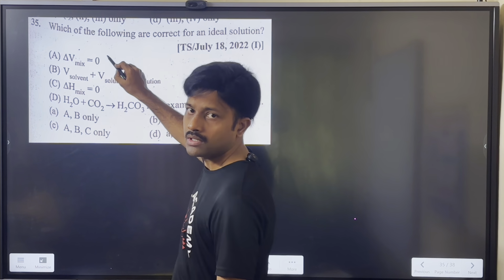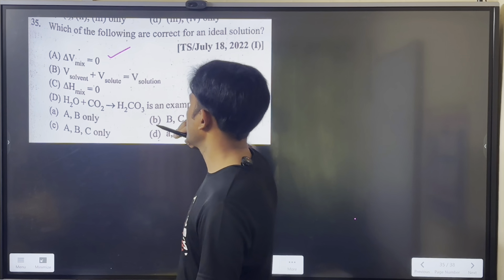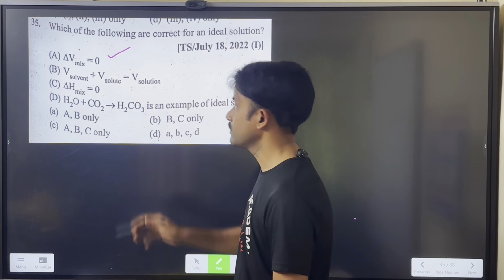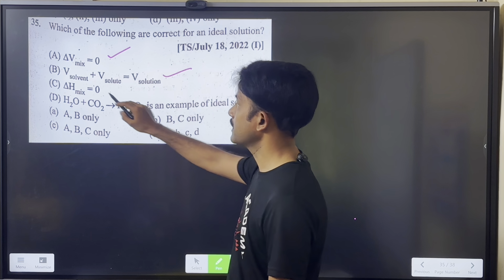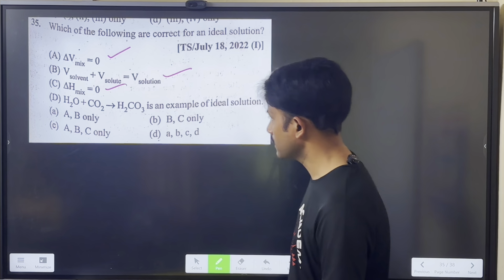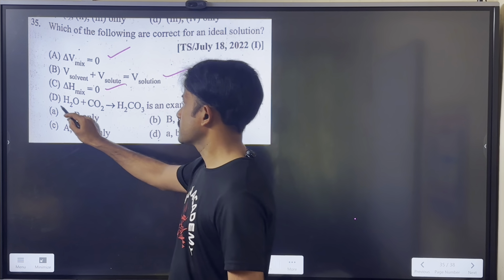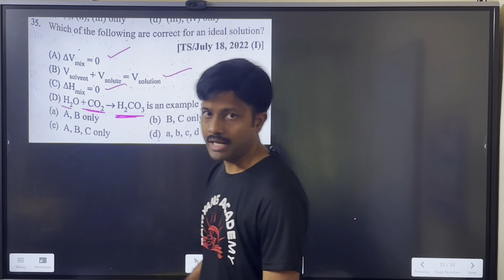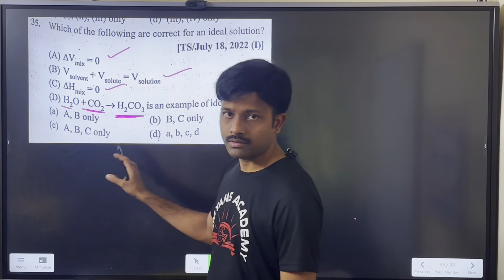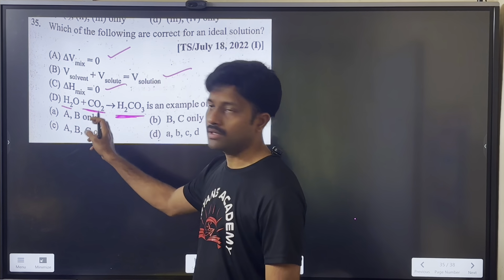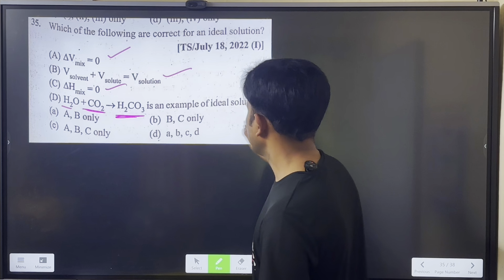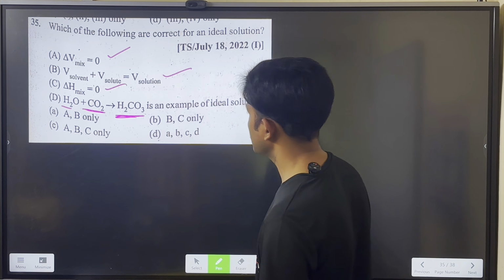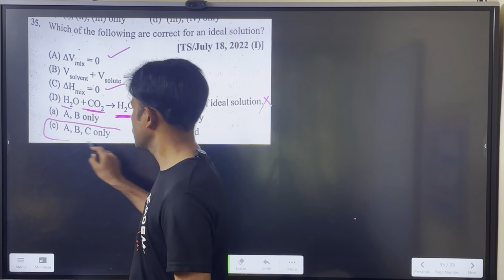For an ideal solution, change in volume of mixture is 0, this is correct, and volume of solvent plus volume of solute equal to volume of solution, this is also correct. Delta H mixture, change in enthalpy of mixture, is correct. Now you see here solvent and the gaseous molecules both are reacting with each other, then this is not an ideal solution. Why? Because these two are reacting with each other. So this is not correct. So your option A, B, C is matching, so your option C is matching, right?